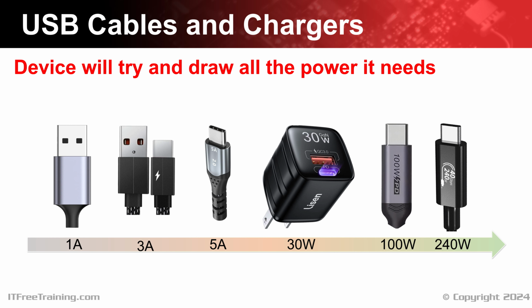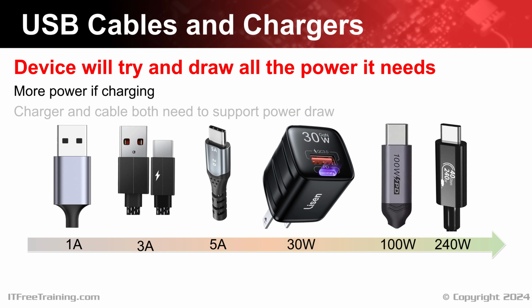In the case of devices like hard disks with insufficient power, they won't spin up. With devices such as lights, they will probably be dimmed more than they should be. In the case of devices that are charging, they'll draw more power. As we saw earlier in the video, they'll draw as much power as can be handled. The point to remember is, the cable and the charger need to support the power draw required to operate the device. If the cable or charger is rated higher than what's required, that's fine, it just can't be lower.